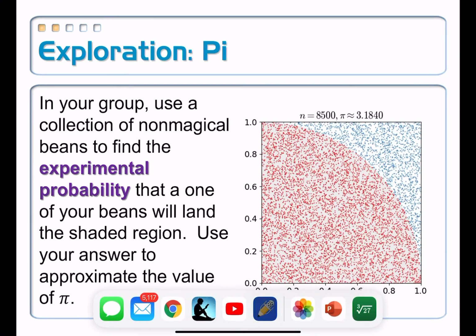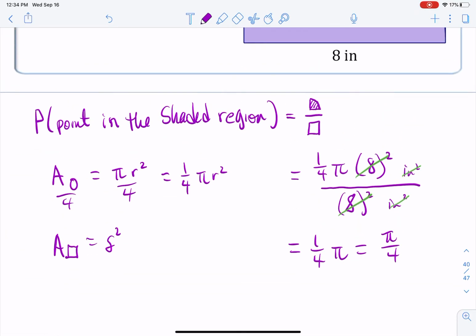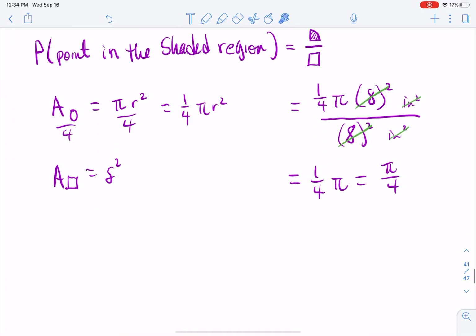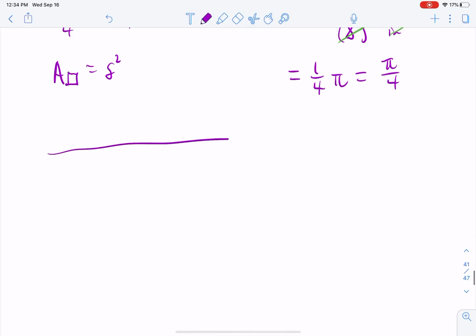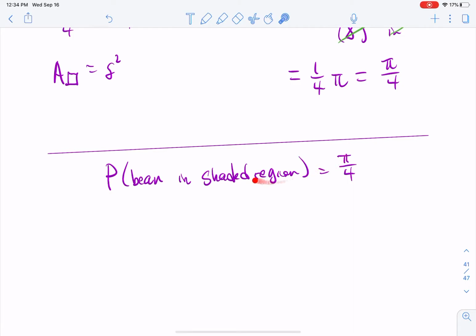So let's see how we're going to get that particular number. So we calculated the theoretical probability of a bean landing in a shaded region as pi over 4. So I'm just going to rewrite that. This was the theoretical probability, and it was a point, but we're going to use beans for this, so I'm going to say bean in shaded region. That should be equal to pi over 4. Exactly. Not experimental, theoretical. Sorry. So notice that we have a pi in here, right? There it is right there. And it is an equation. We have probability equals and then pi over 4.